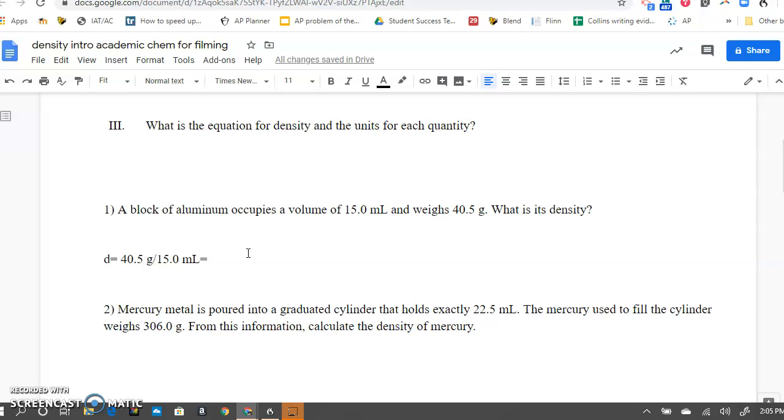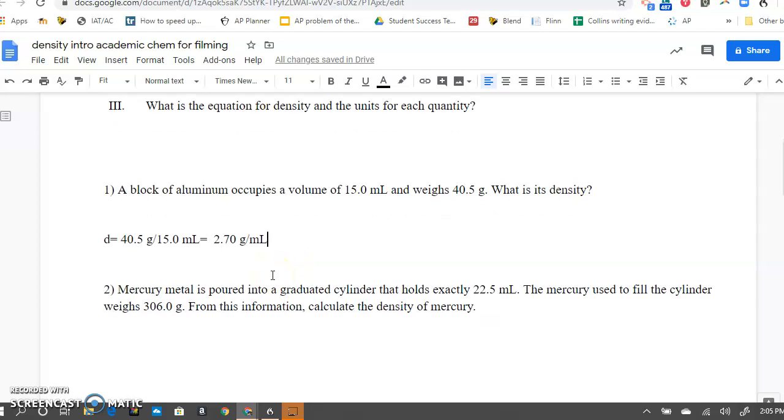Everything is in the units it has to be, so density is either grams per milliliter or grams per cubic centimeter. Now, when I put that into my calculator, I get 2.7. But if you look at my numbers, you really should have 3 sig figs, so I need 2.70 grams per milliliter. Okay, and I'm done with that problem. That's all I need to do.